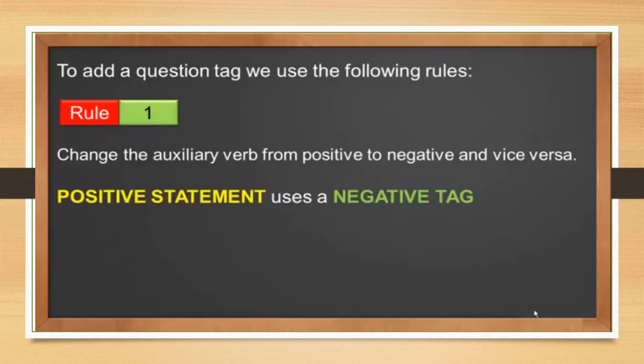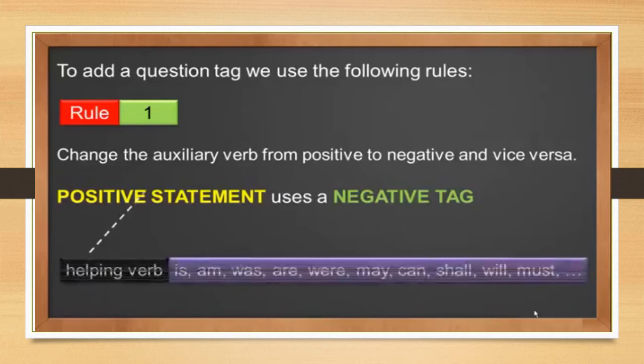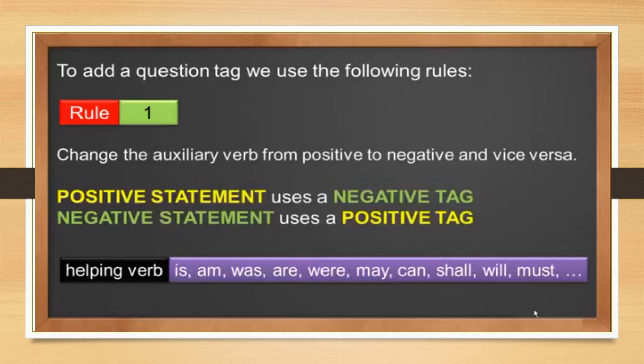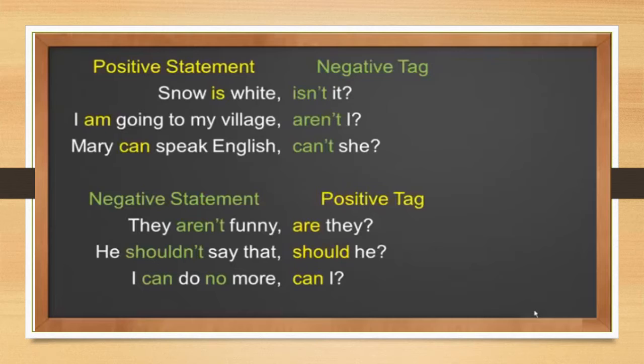For example, positive statement uses a negative tag. Auxiliary verbs are helping verbs. For example, is, am, was, are, were, may, can, shall, will, must. All these are helping verbs or auxiliary verbs. And similarly, the negative statement uses a positive tag. For example, if the positive statement is, snow is white, the answer is, isn't it?